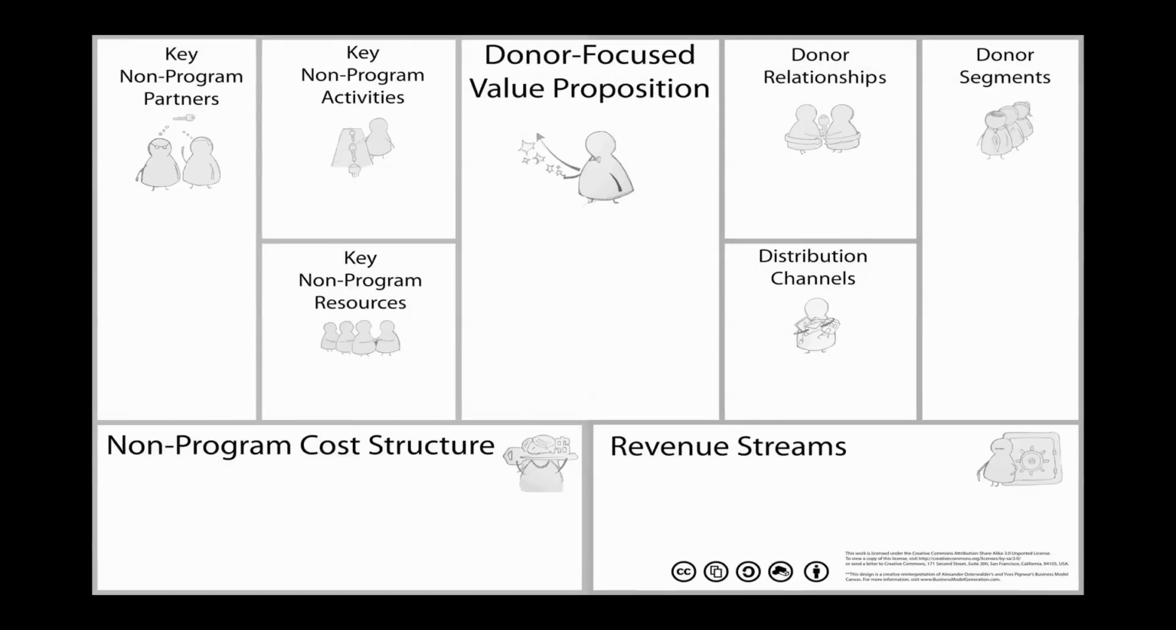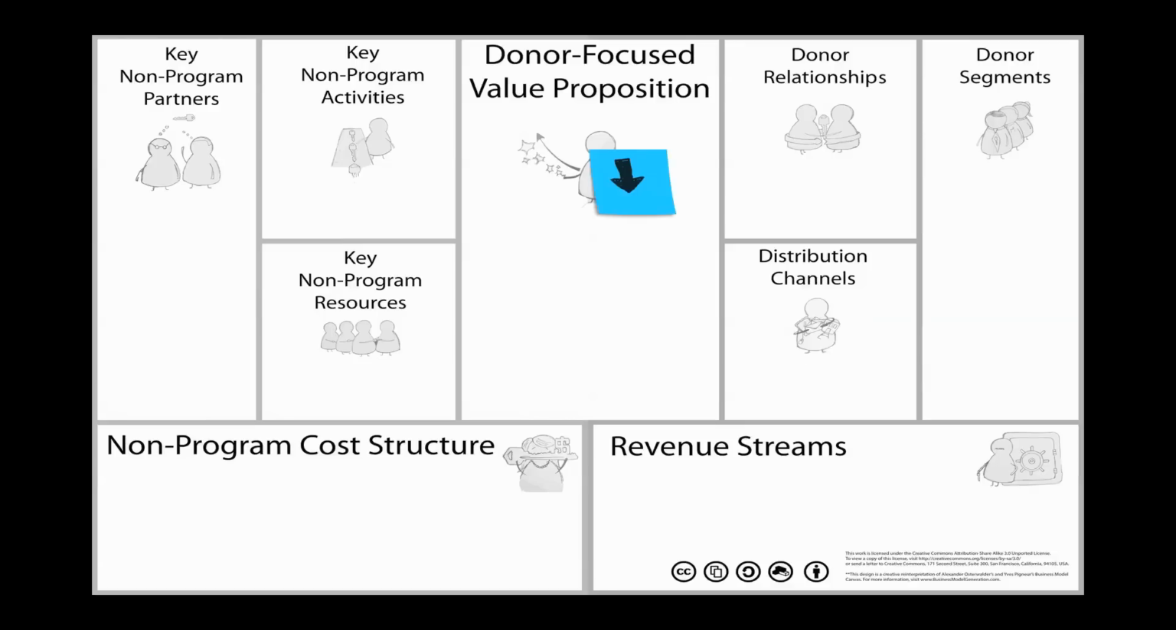Now, let's look at the donor model canvas. This model is much like the beneficiary model, but it allows you to focus on non-program elements. The donor segments are all the people and organizations that not only donate or contribute to your organization, but they are those for whom you also create value. For each segment, you have a specific donor-focused value proposition. In other words, what benefits, value, or incentives donors receive in return for donating.